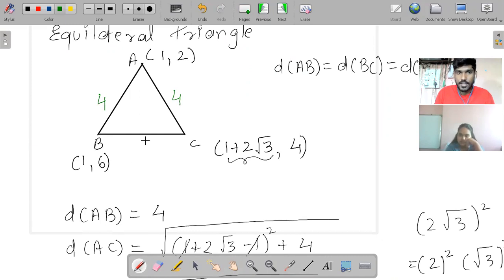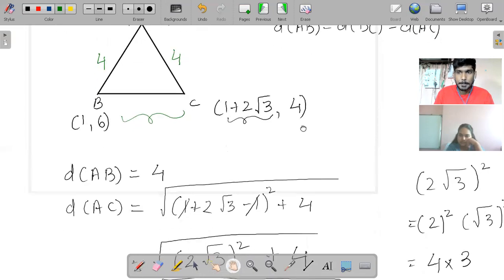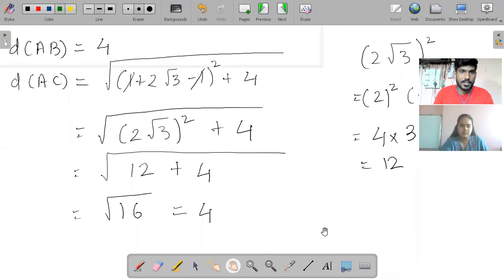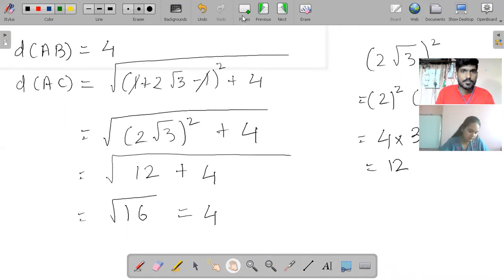Now, in the exact same way that we did for AC, find out the distance BC. Just show me AC, I'll just do it first. Yeah, write it down. Up to this step, it is correct. Only after here, you write this part.